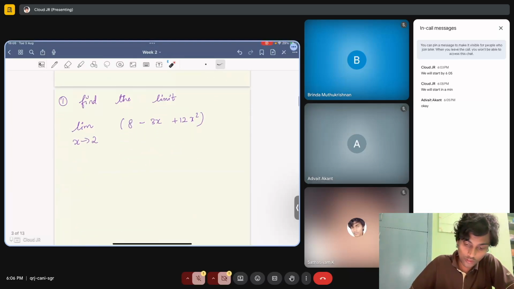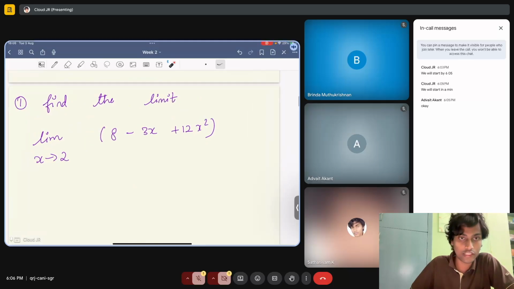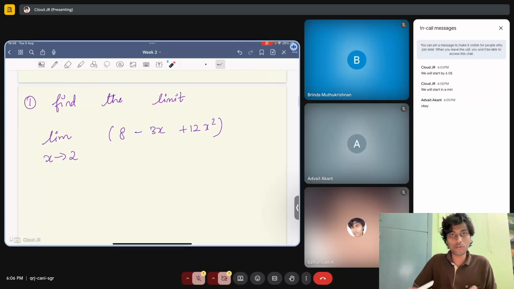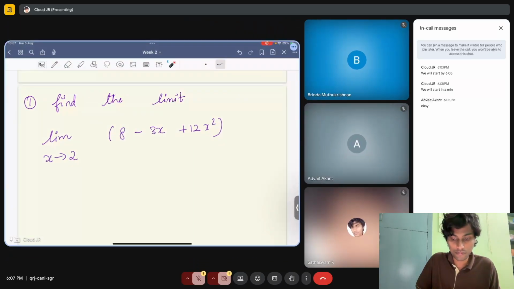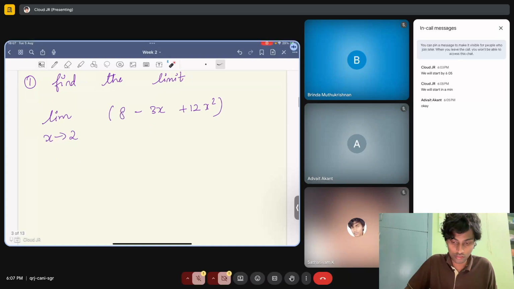So let's proceed to the problems directly. Should I keep this view or this one? Which is better? I think this would be better, right? So we'll keep this view. So let's proceed.